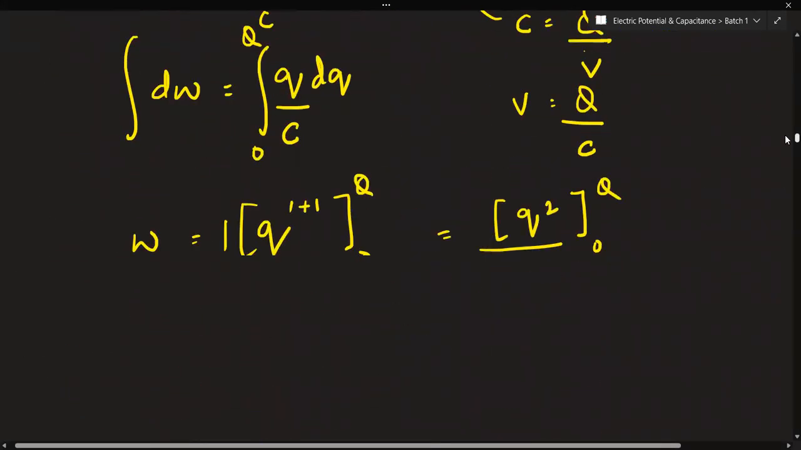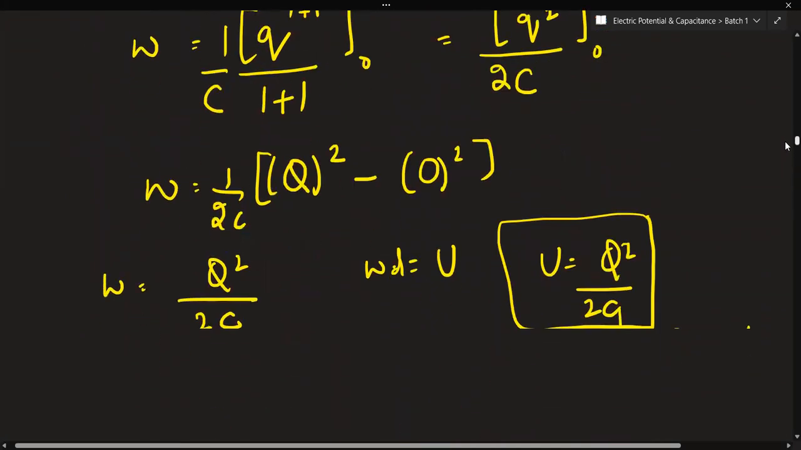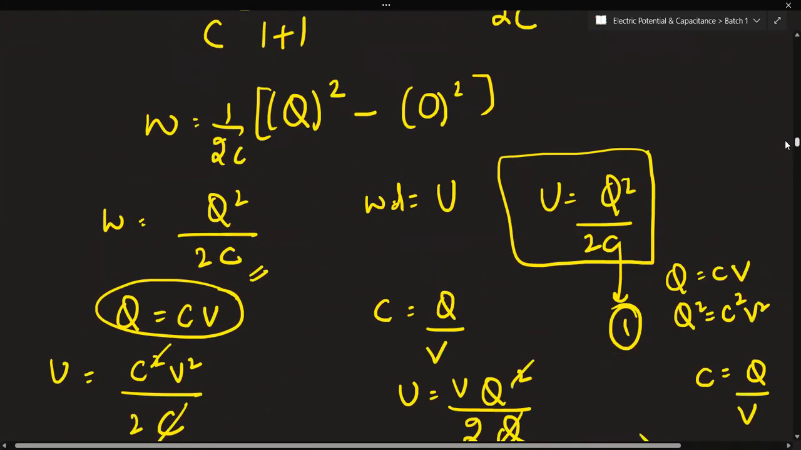Energy stored in a capacitor is also important. This is easy to learn and remember, and questions will be from this part as well. Questions from this derivation can come. Q square by 2C.